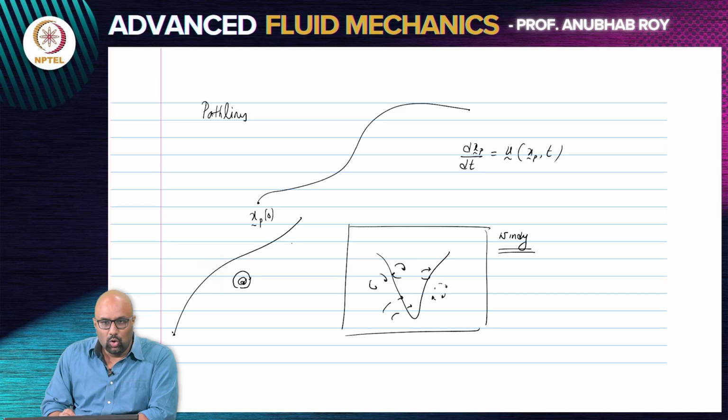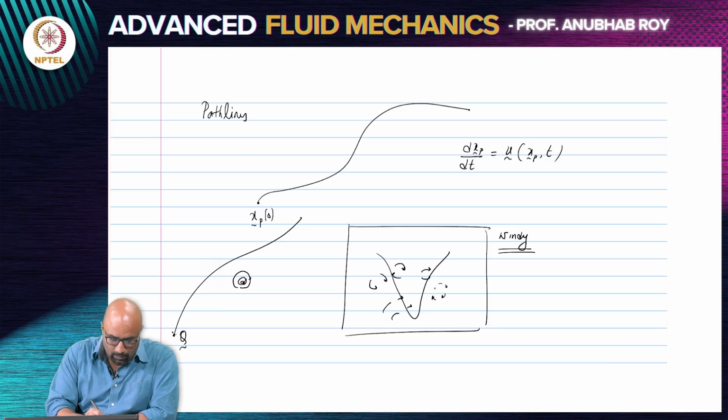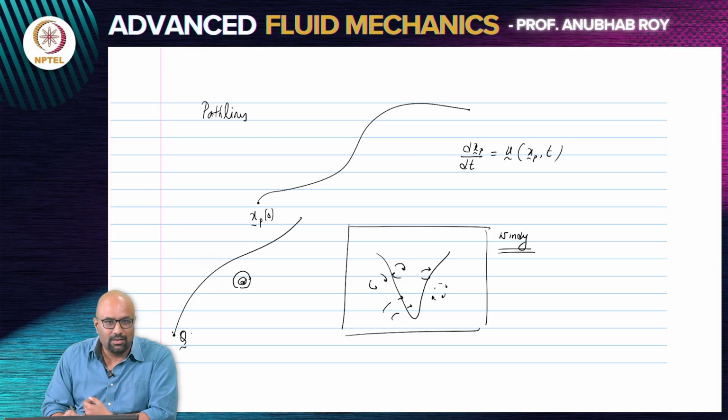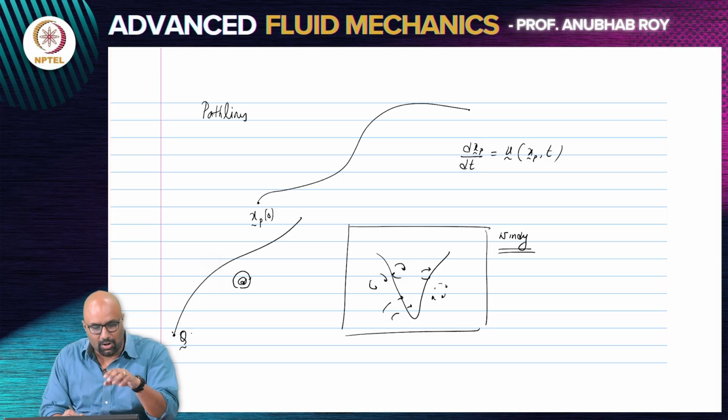Now, you could ask a different question. Let's say I continuously keep adding sawdust at a particular location. So I mark this point as, let's say, Q. So there is continuously sawdust being added on the surface of water. You are dropping sawdust constantly at a given point.